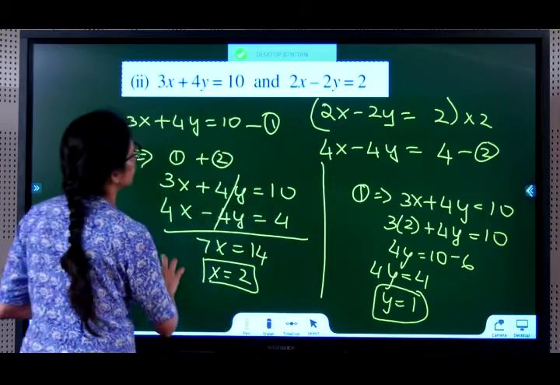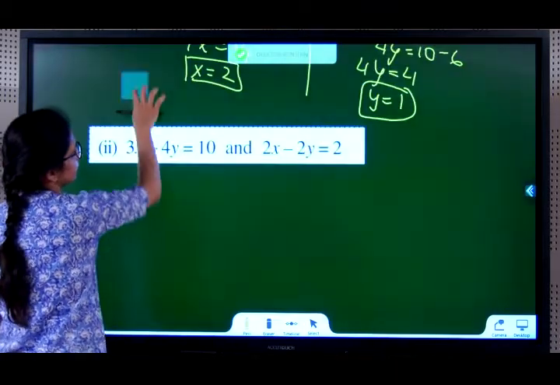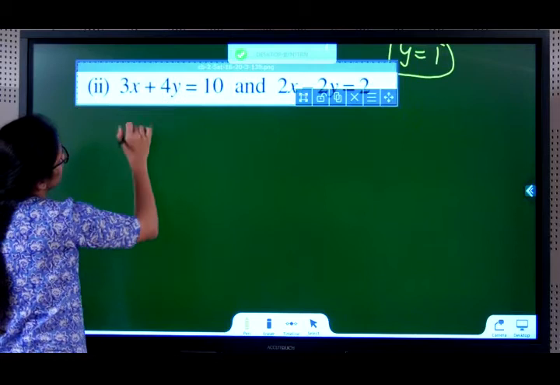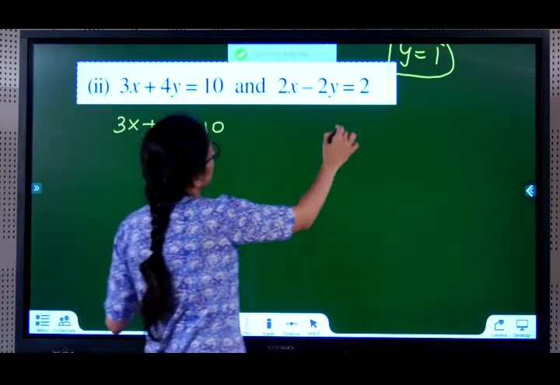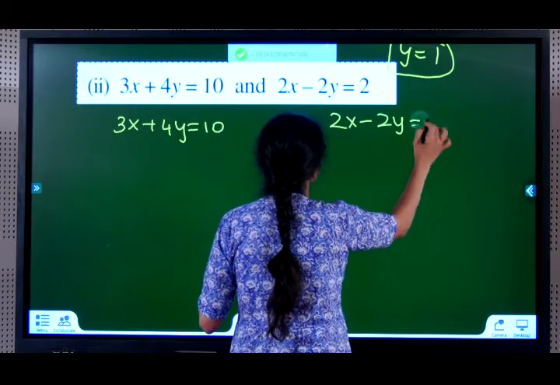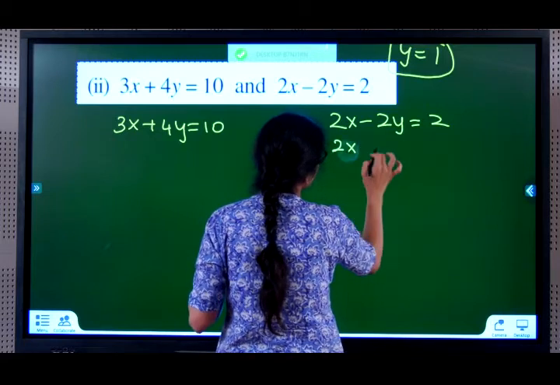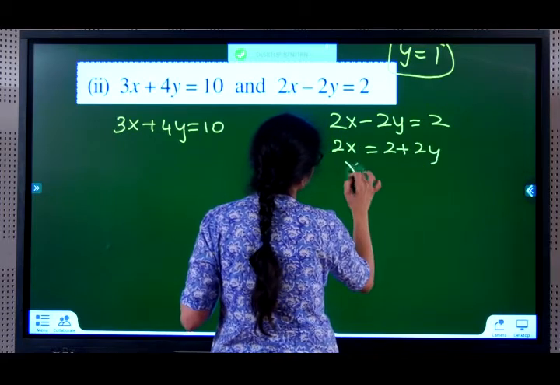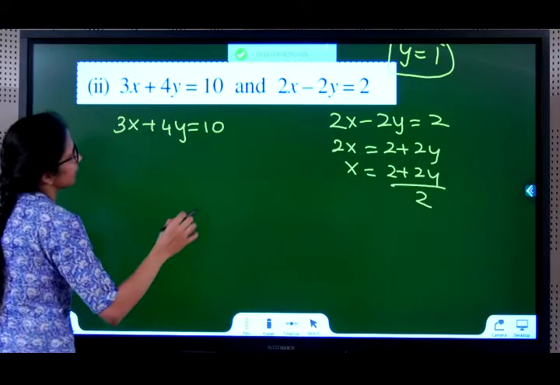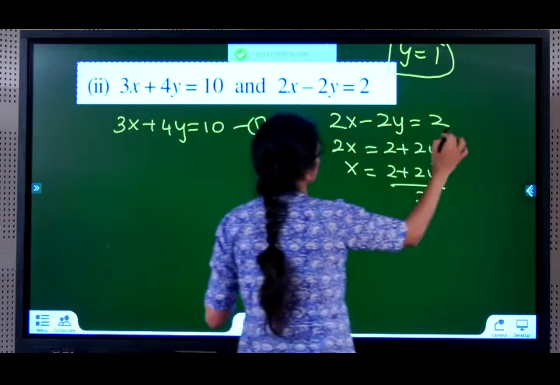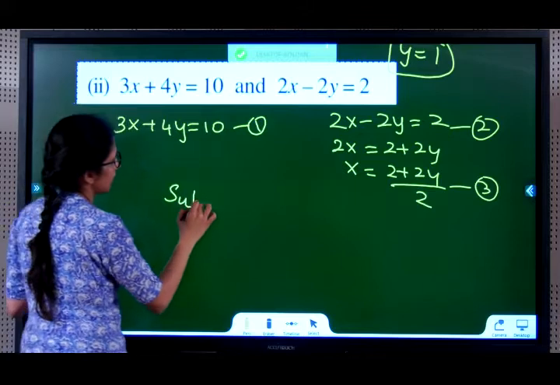Now going for the substitution technique. I need the same question, so I'll just drag this down. Now in the substitution technique, you have 3x plus 4y is equal to 10 and 2x minus 2y is equal to 2. This looks simpler, right? So I'll use this. 2x is equal to 2 plus 2y. x is equal to (2 plus 2y) by 2. Fine. Let's call this 1, 2, 3. Substituting 3 in 1.